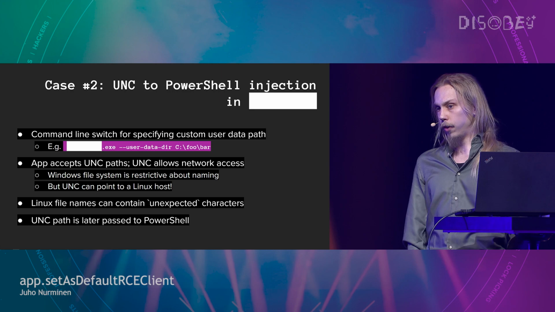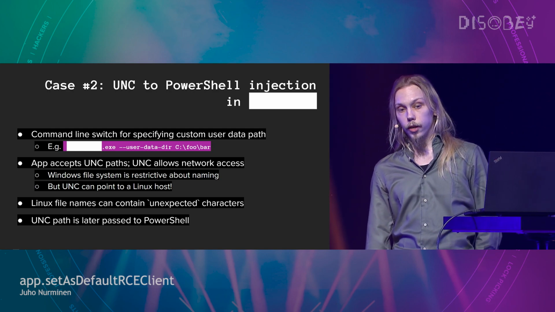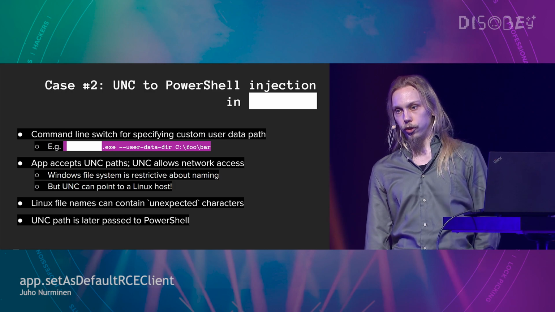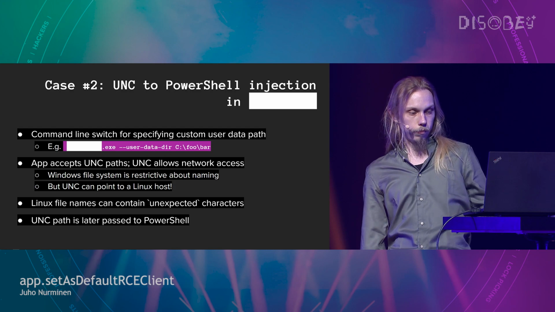But what if your file system isn't local? What if it's on a network share, on an SMB share, and the SMB share is a Linux server? Suddenly, those assumptions about the naming of the files no longer hold.